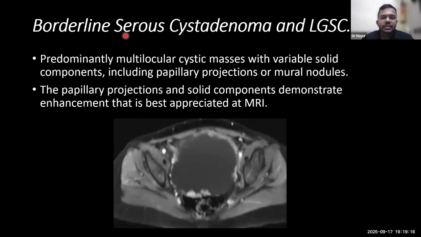Borderline serous cystadenomas and low-grade serous cystadenocarcinomas have overlapping imaging features. They are seen as cystic lesions with variable amount of solid tissue, which would enhance on contrast imaging. Below is an example of a low-grade serous cystadenocarcinoma where there are a few enhancing mural nodules seen along the cyst walls.